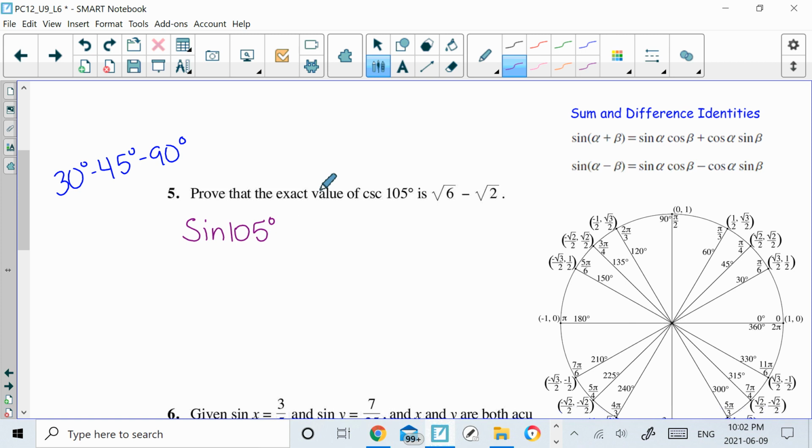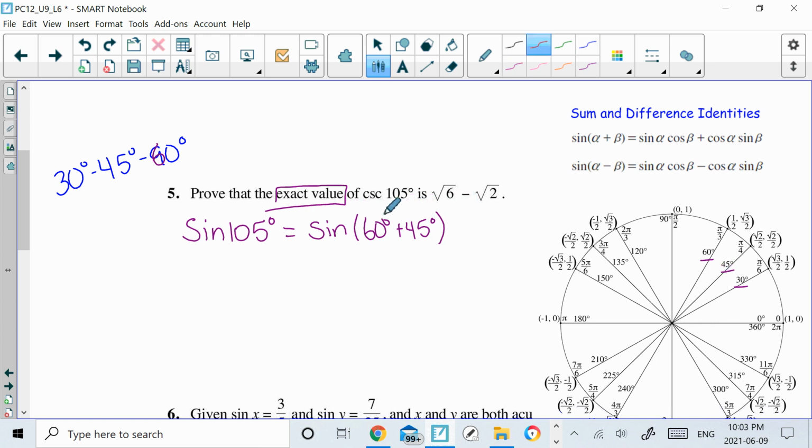So the sine of 105 degrees. Whenever they say the words exact value, that means we can't punch it into our calculator. It's got to do with the special angles. Remember that the 3 special angles were 30, 45, and 60. How could you use 2 of those numbers to get 105 degrees? For example, you could take 60 plus 45, and that would give you 105 degrees. So the sine of 105 degrees, I could change that argument into a sum identity to be the sine of 60 degrees plus 45 degrees.